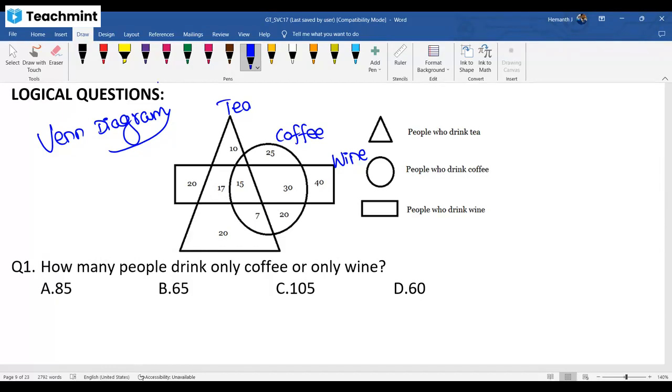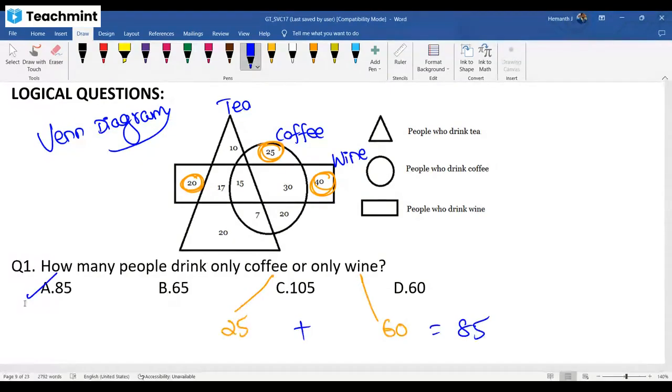Now, the question is only coffee or only wine. Only coffee, no one else, is 25. Only wine is 40 plus 20, so only wine is 60. Or means we need to add, so only coffee or only wine means total 85 is the answer. See, very basic question. It's not 105. Only wine, is it 105?